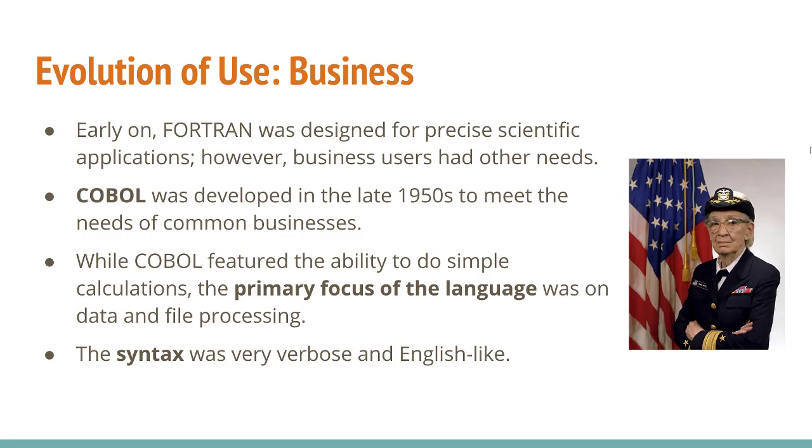So how did programming languages evolve in terms of their use? Well, early on, Fortran was looked at as something that could be used for a variety of different things, mainly scientific applications. However, its use in business was kind of limited. Many of the people working on computer systems in business had no formal training in programming or mathematics, so they wanted something that was a bit more readable, a bit more, shall we say, flexible, and a bit more oriented toward what they needed to do, which was data and file processing.